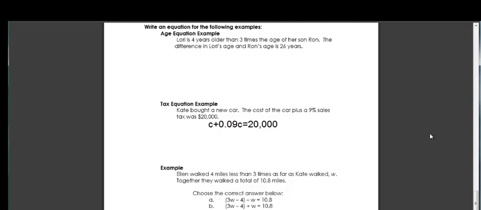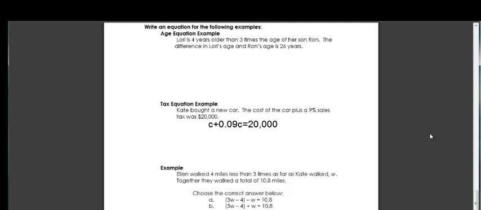So that means we're going to have 0.09C. Because we have to take however much the cost of the car was, take the 9% of that and add it to the cost to get our $20,000. So our equation should be C plus 0.09C equals $20,000.